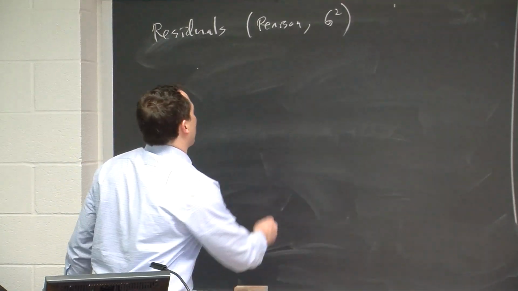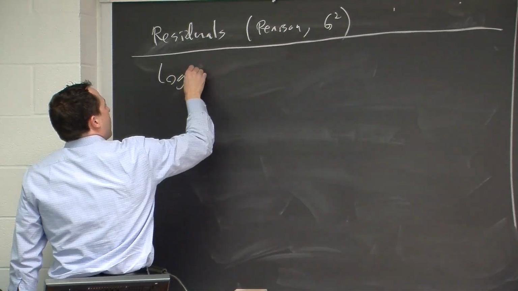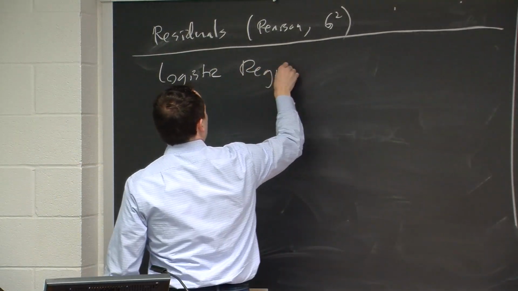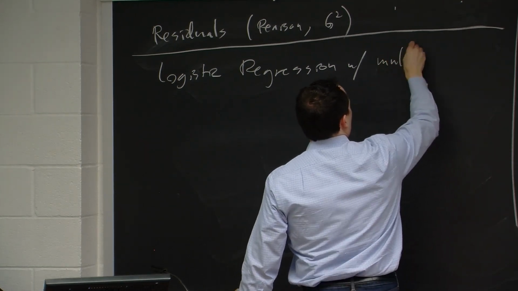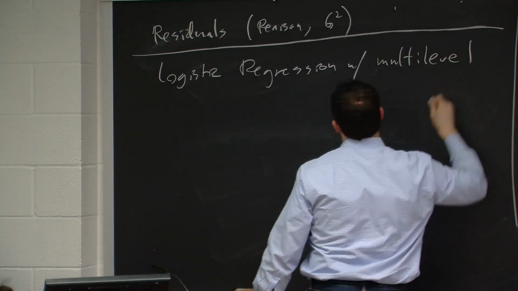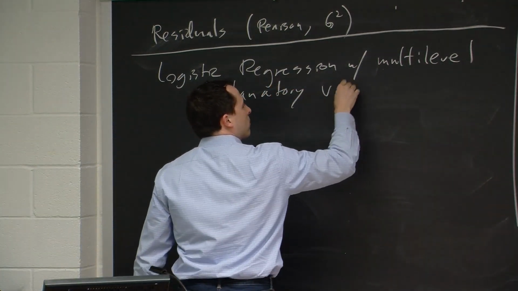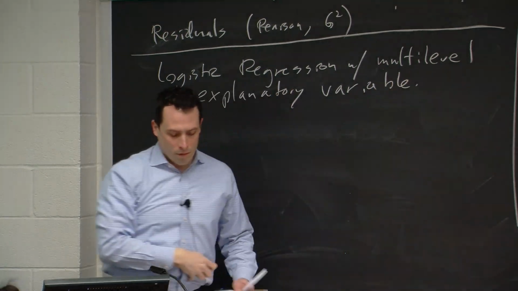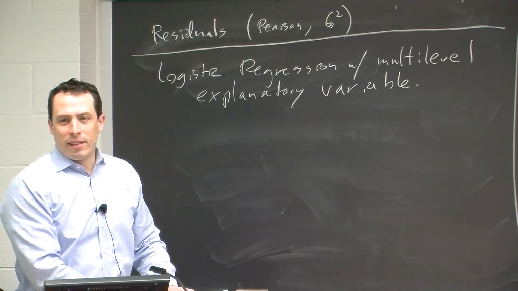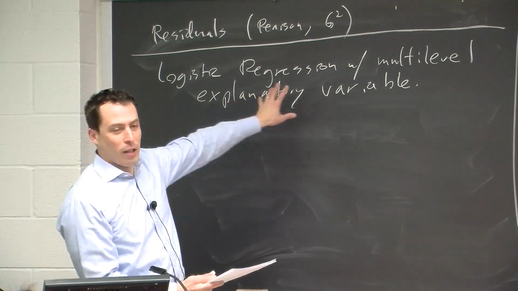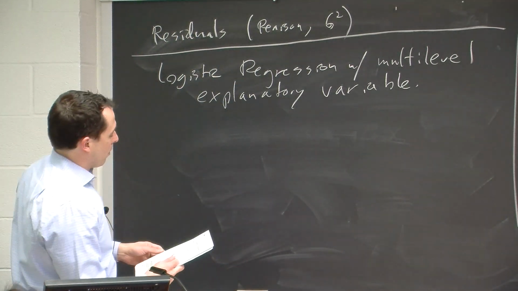Okay, so the next thing I want to discuss is what happens when we have a multi-level explanatory variable. In some sense, this is a very slight extension, right? All I'm saying is, in a second we'll talk about many, but instead of 2 by 2, it's 2 by 3 or something, right? Or 3 by 2.